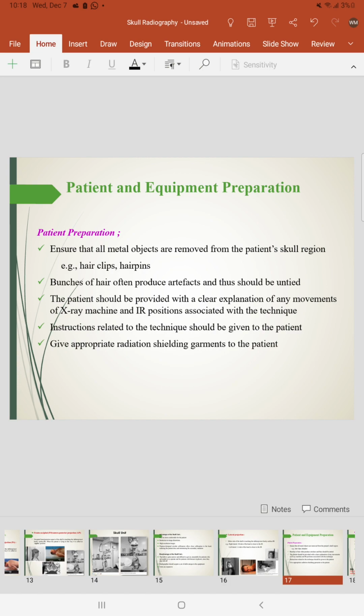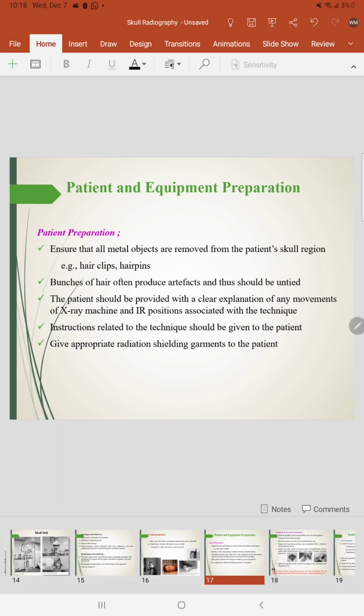Then next one is the patient should be provided with a clear explanation of any movements of the X-ray machine and image receptor positions associated with the technique. Then instructions related to the technique should be given to the patient. Give appropriate radiation shielding garments to the patient. There are some gonadal shields, eye goggles, thyroid collars, such shielding materials.